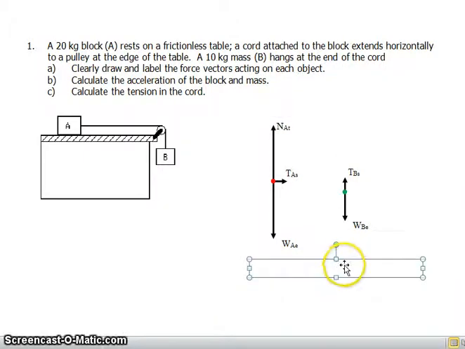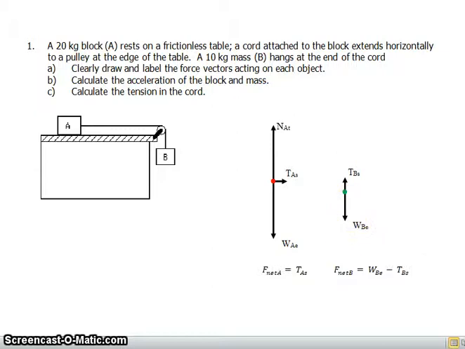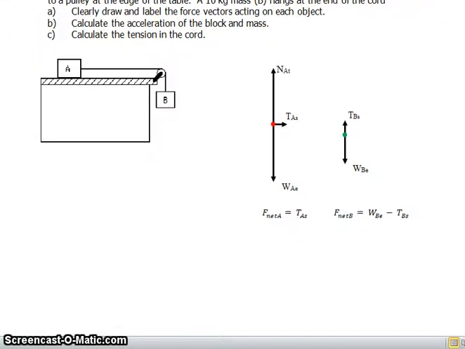Then we can write a couple net force equations. From object A, we could say the net force is equal to the tension. For object B, it's going to be the weight minus the tension. Okay. And as we noticed from the free body diagrams, the tension on A from the string is the same magnitude as the tension on B from the string, and that's because it's a massless pulley.